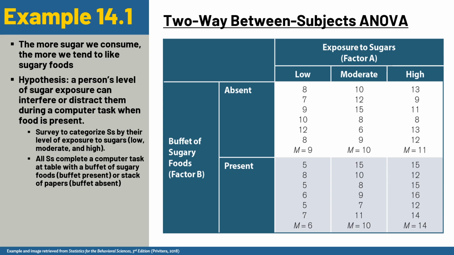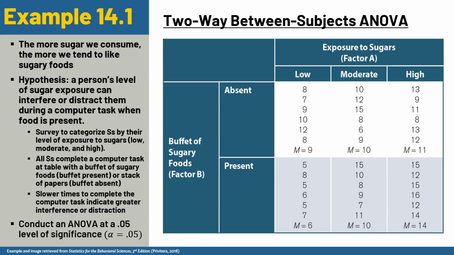And then there's some other individuals who do the exact same computer task, except there are just papers in front of them, right? There's no candy, which would be a really sad day. It feels like a waste of your time, going in to do a study and you don't even get candy. Anyway, we assume that slower times on the computer task indicate greater distraction, right? Because they just weren't working as quickly, potentially because they're distracted by the bowl of sugar right in front of them.